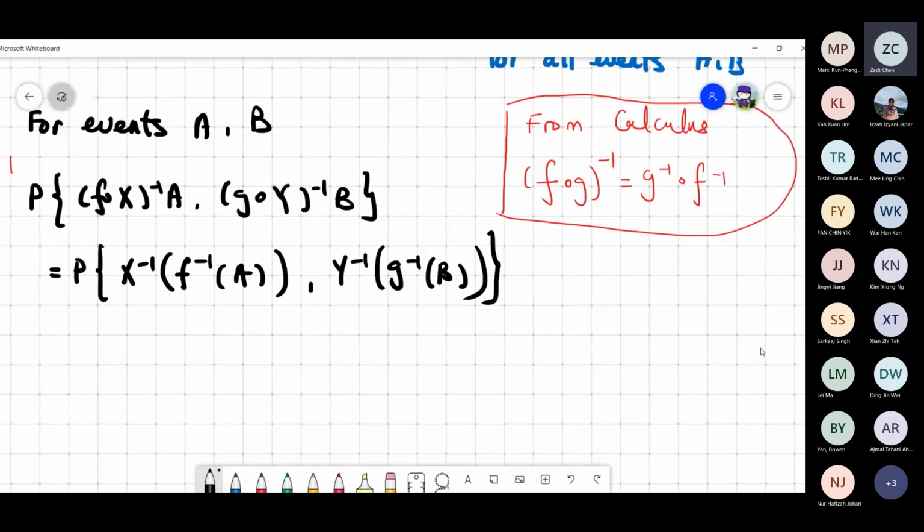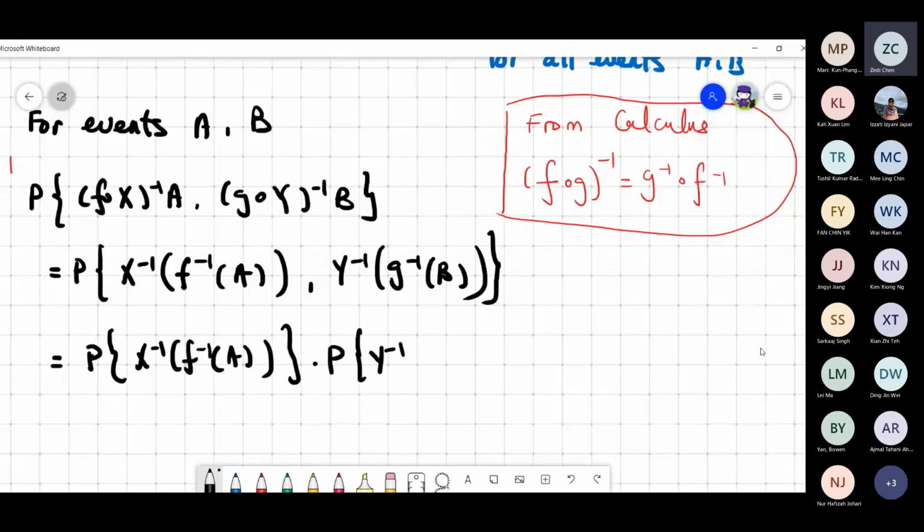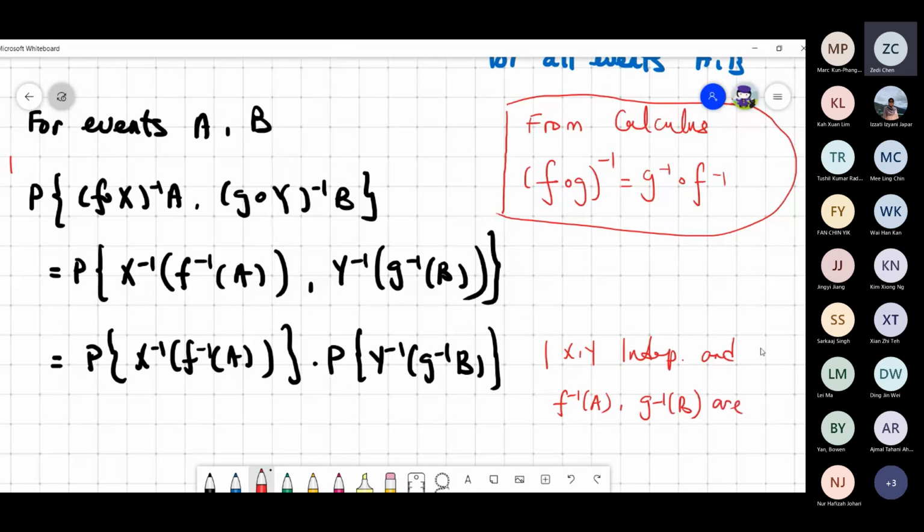So now we apply the property that X, Y are independent. That means we can have this will be P of X inverse F inverse multiplying P of Y inverse G inverse. This is true because we know X, Y are independent, and F inverse A, G inverse B are events.